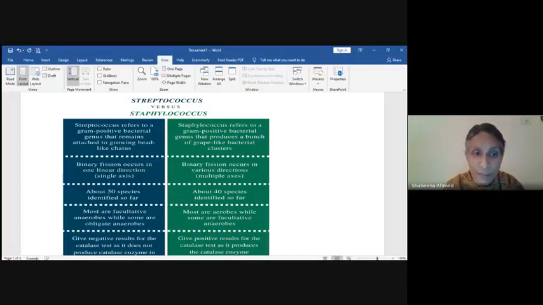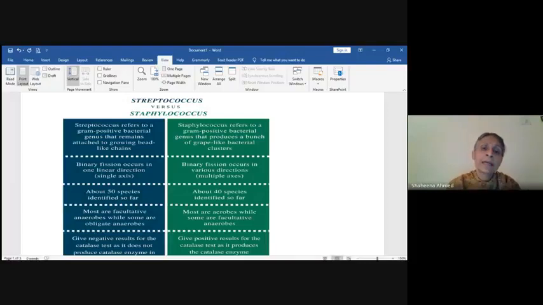First, there is the formation. Where formation is concerned, staph usually form clusters like grapes. If you look under the microscope, they form clusters just like grapes. Whereas the streptococci, they are found in the form of chains.